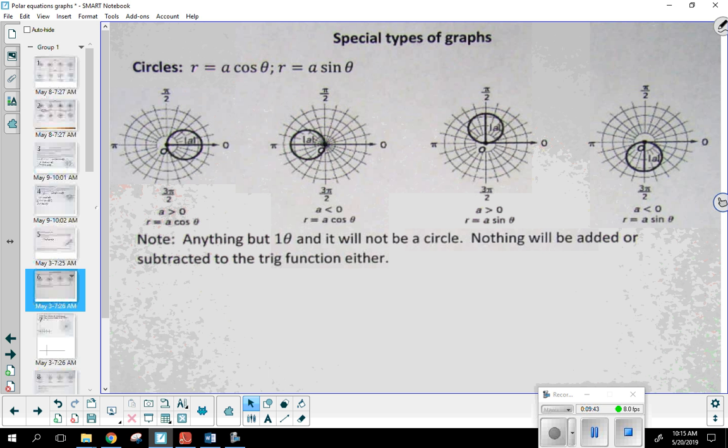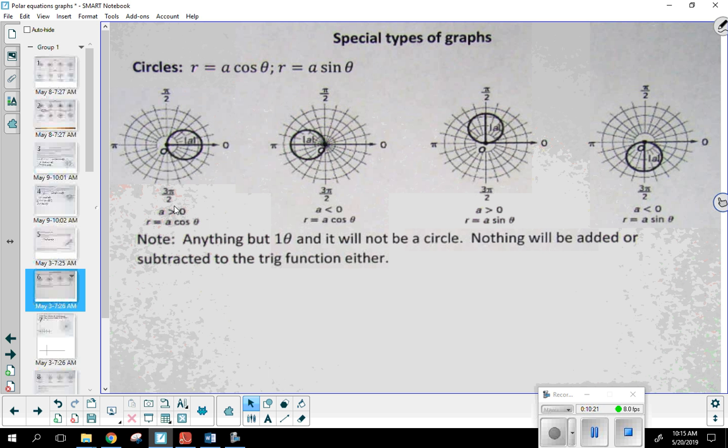Take a look at these first two graphs right here. You'll notice both of them represent a cosine theta, but what's the difference between them? There you go, the sign of that scalar value, a. If a is greater than 0, meaning positive, you're going to have a circle to the right of the pole. If a is negative, if it's less than 0, then your circle is going to be to the left of the pole. And you'll notice, even though in the equation we're using radius because that's how we graph those points, it's the diameter of the circle that's going to be your scale factor, that length a.